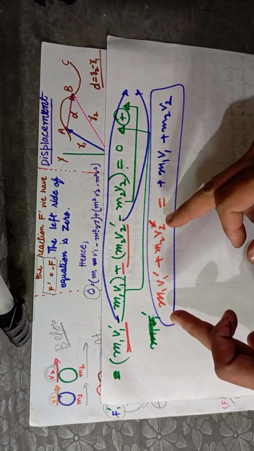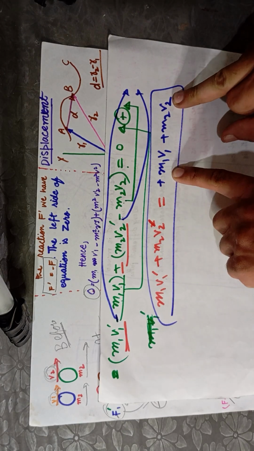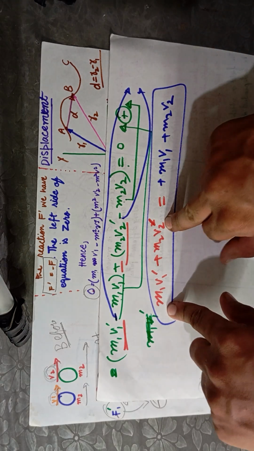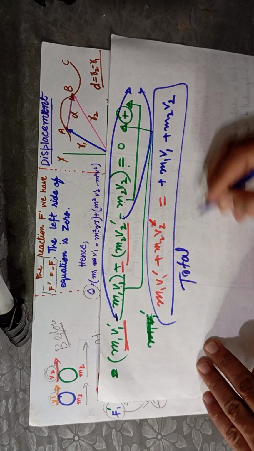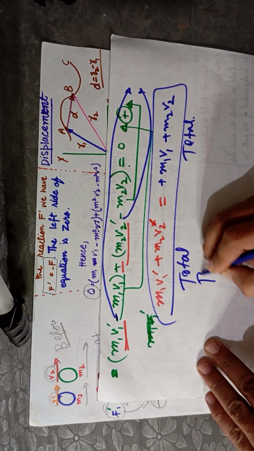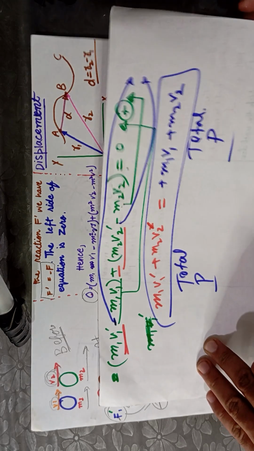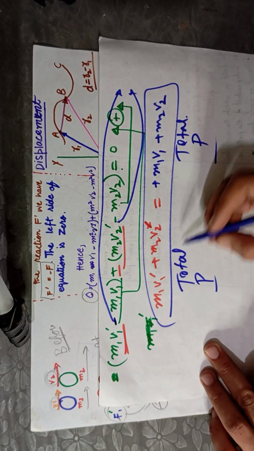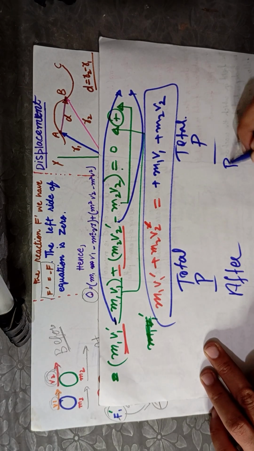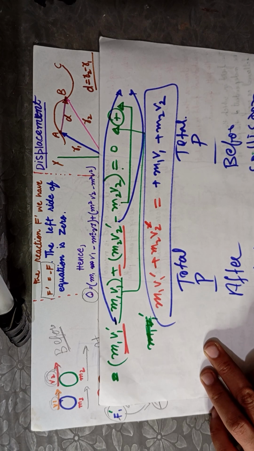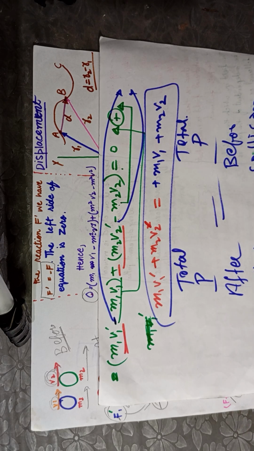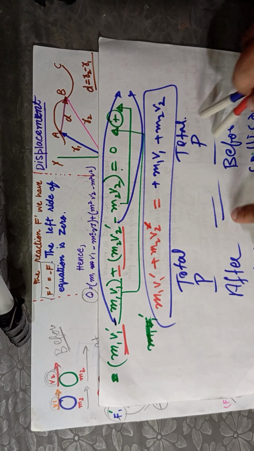Now the total momentum before collision and after collision: कोलिजन से पहले और कोलिजन के बाद टोटल मोमेंटम जो सा होता है वो एक दूसरे के इक्वल होता है. It is called the law of conservation of momentum.